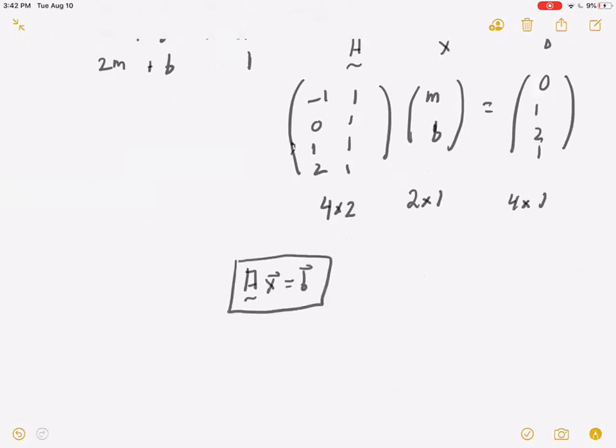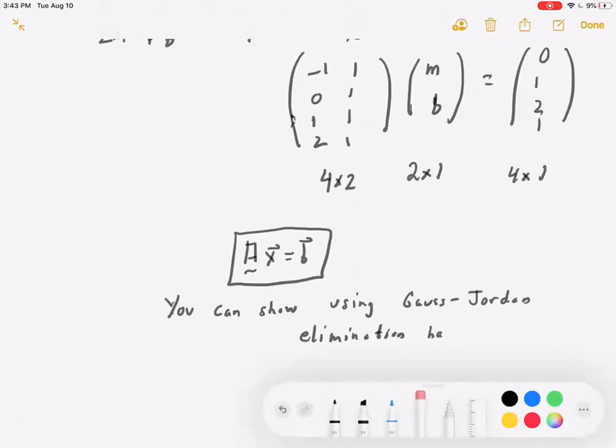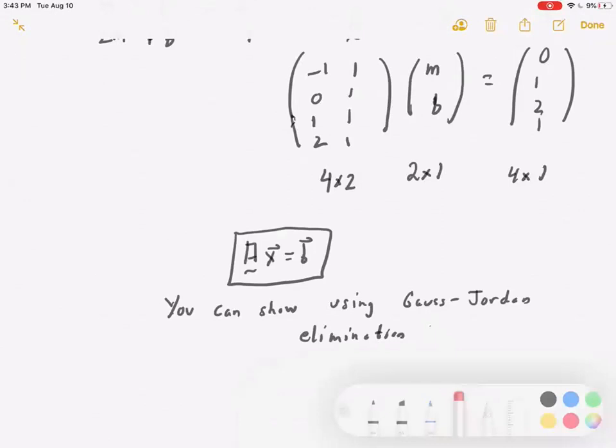Really, it's a hard linear algebra problem. And I want you to show, using Gauss-Jordan elimination, that this problem has no solution.